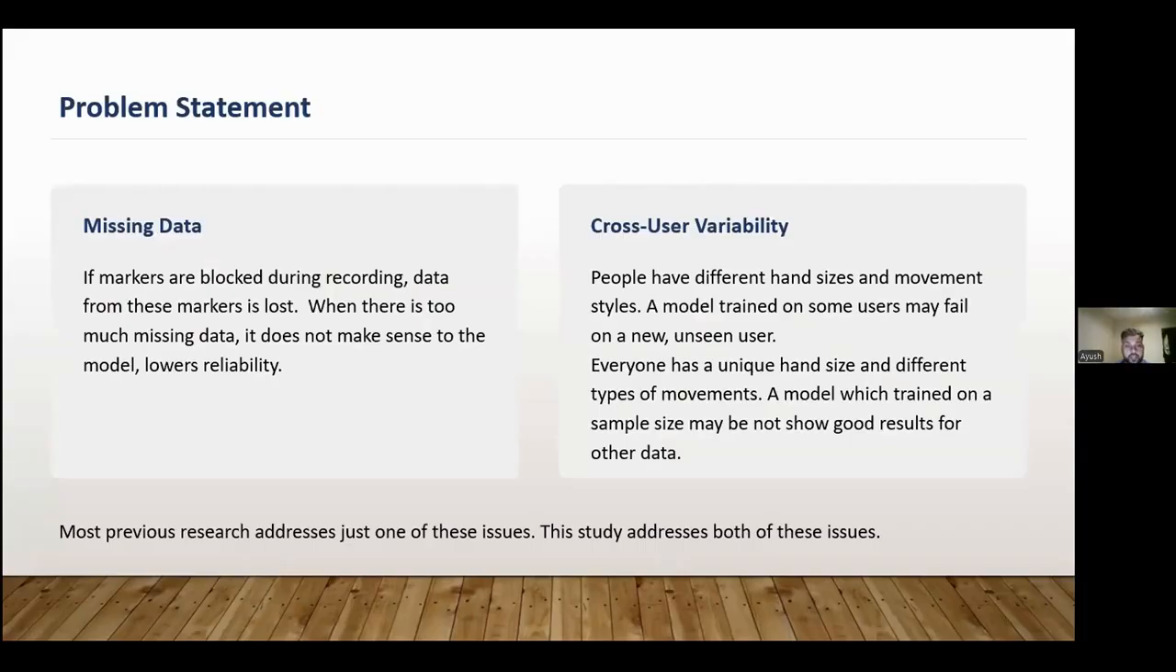This is the problem statement. There are two big problems in this. First, sometimes a marker gets hidden and its data is lost, called occlusion. Second, everyone's hands are a little different, so a model trained on some people may not work well for a new person. Most past studies only solve one of these problems, but this study solves them together.